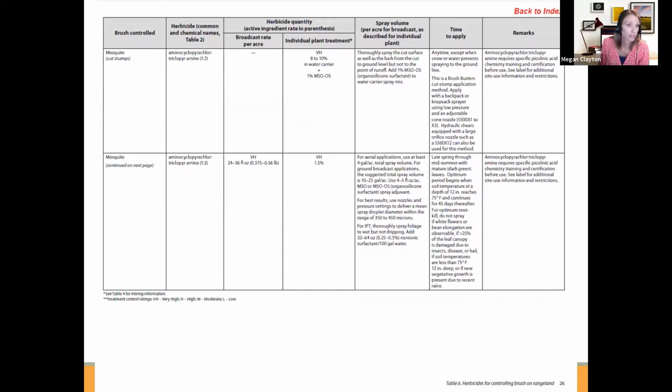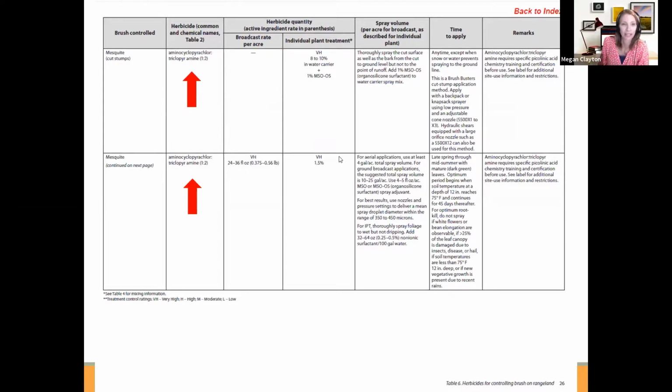All right, on this page, we can see there's Invora listed a couple of times, once for cut stump and again for a leaf application. And the same deal tells you that for cut stump, you're going to mix that at 8 to 10% in a water carrier with that MSO at 1%, and exactly how to do that. For the leaf application, you're going to mix for a broadcast rate of 24 to 36 ounces per acre, and individual plant treatments at 1.5%. So again, that's why we went over how to calculate. IPT would be with a percent, broadcast would be on a per acre basis.